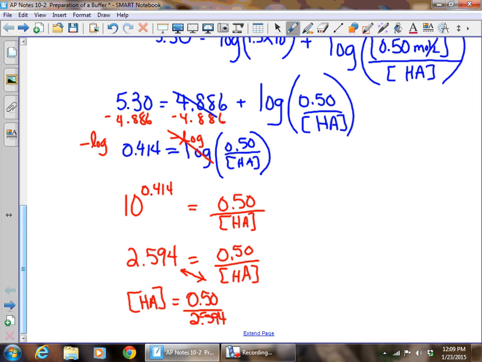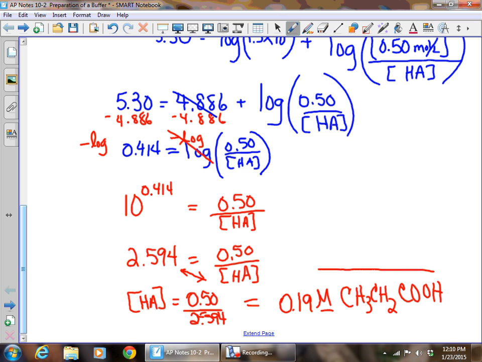Doesn't look much like a 5, but it's supposed to be 2.594, which gives us a value of 0.19 molar. And remember, now we know it's CH3. It's got a little CH2 in between it. It's close to being the same formula as acetic acid. It's just got an extra CH2 stuck in there. So this is the concentration that we need that acid to be in order to get this buffer to 5.30 pH.